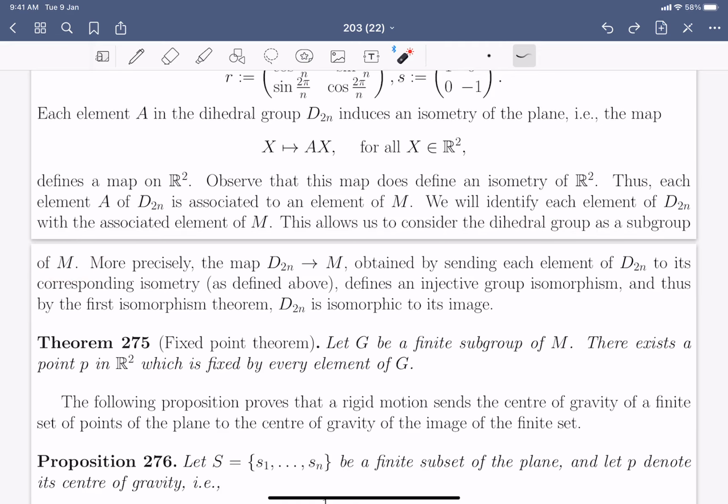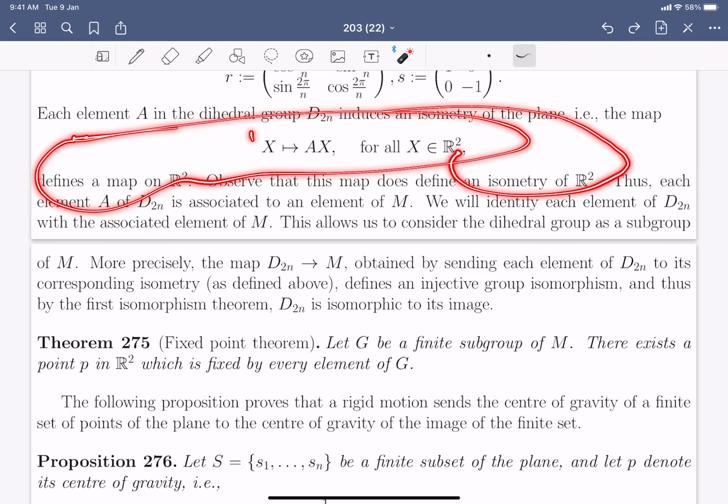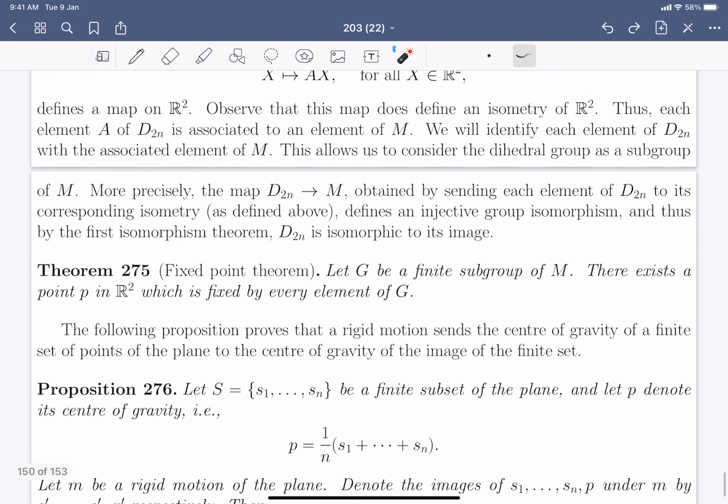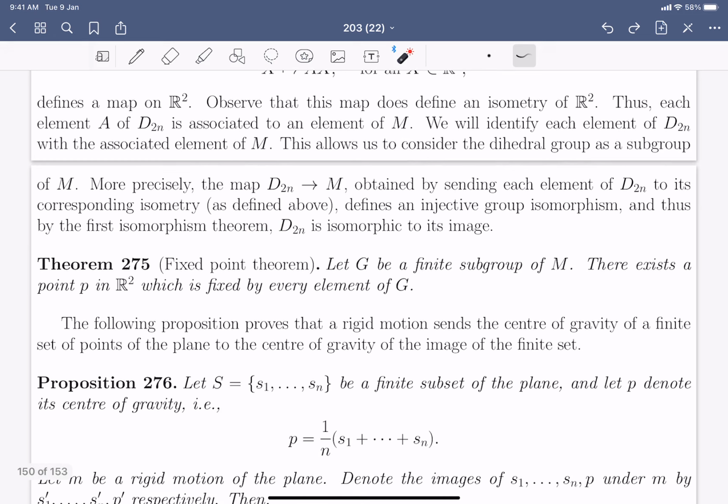In other words, the map that we have defined from D2n to M, by sending an element A of D2n to this rigid motion, this isometry of R2, defines an injective group homomorphism. Thus, as an application of the first isomorphism theorem, one knows that D2n has to be isomorphic to its image, because this group homomorphism is an injective map.